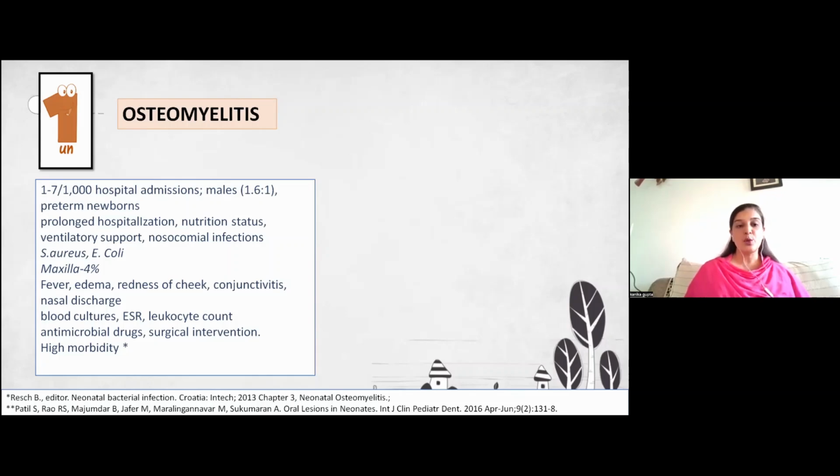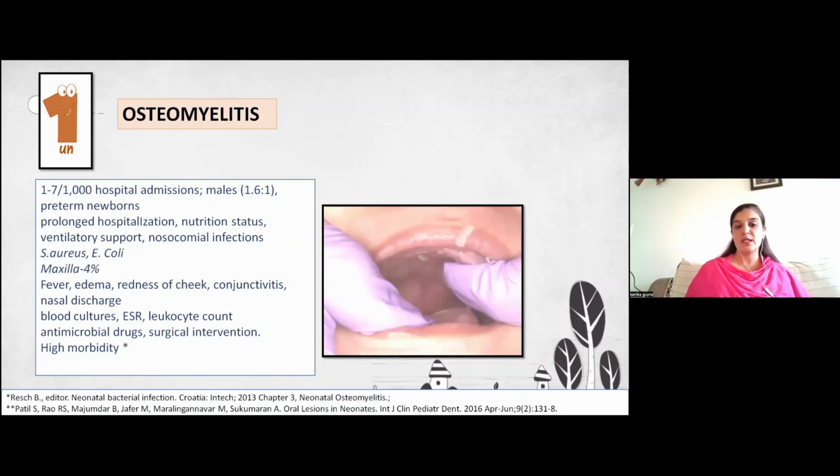This happens because of prolonged hospitalization, impaired nutritional status, ventilatory support, and nosocomial infections, especially because of S. aureus or E. coli. The maxilla is most commonly involved, and the clinical features that you observe are fever, edema, redness on the cheek, conjunctivitis, and nasal discharge. Blood cultures, ESR, and leukocyte count are helpful in identification, and the treatment involves surgical intervention and antimicrobial drugs.